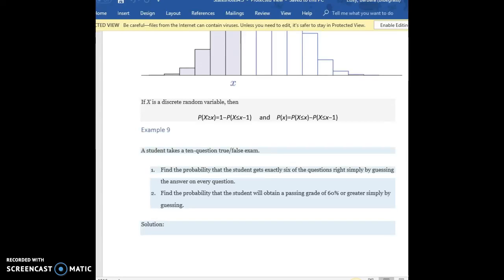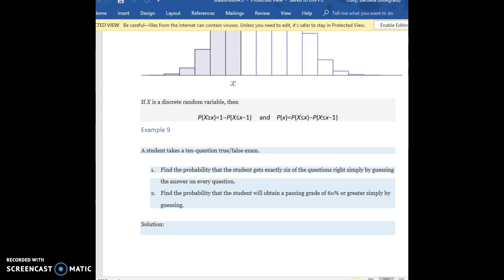All right, so let's answer example 9. A student takes a 10-question true-false exam. We want to first find the probability the student gets exactly 6 of the questions right, simply by guessing the answer on every question. And then secondly, we want to find the probability that the student will obtain a passing grade of 60% or greater, simply by guessing.